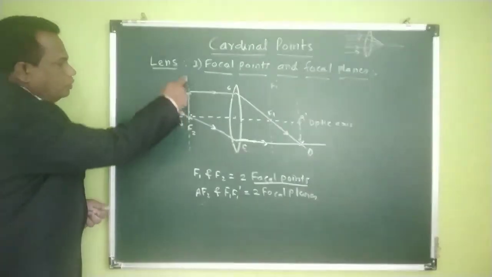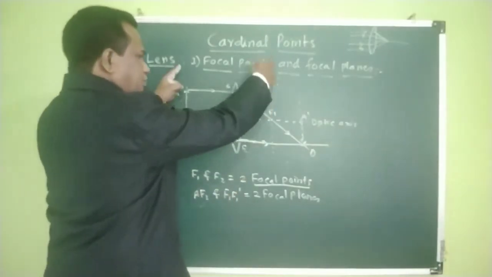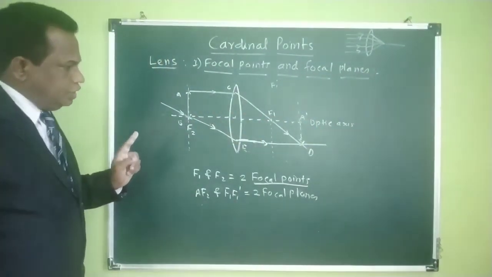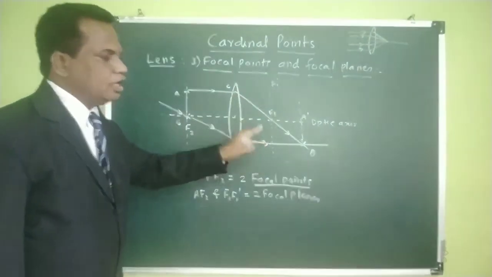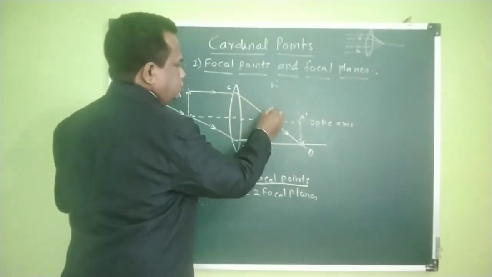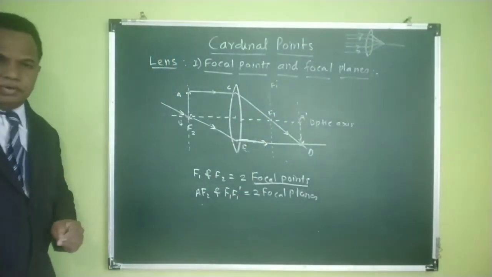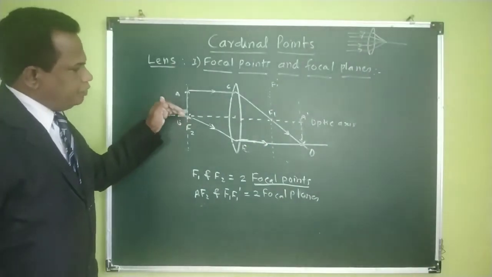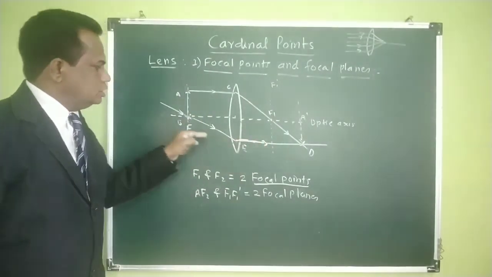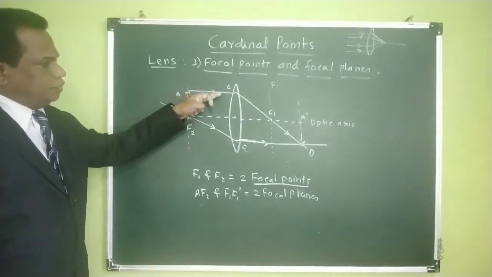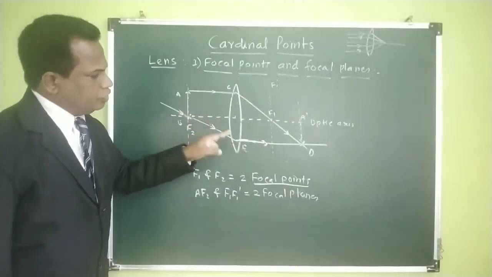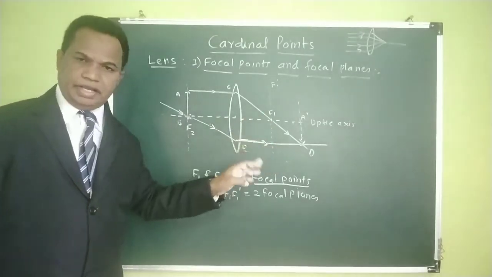Similarly, focal planes are imaginary planes which are perpendicular to the optic axis. These are the planes on which the parallel light may come to focus. If some rays travel from this focal plane, they go parallel to the optic axis.